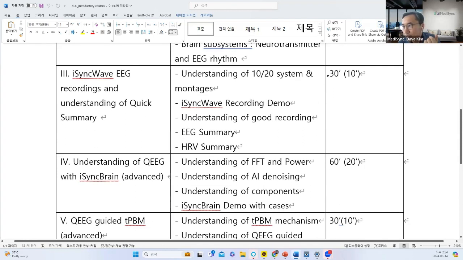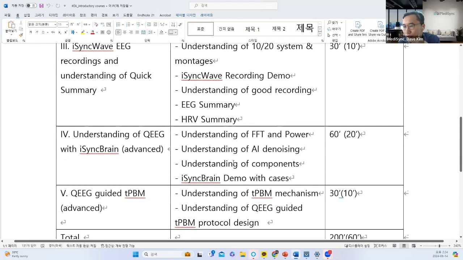And then it will take another 30 minutes, and then I will give you the QEEG understanding with the iSyncBrain. We can understand FFT and power, and we can also understand the AI denoising and component. And using the interesting cases, we can understand iSyncBrain QEEG analysis in detail. I will use the MCI mild cognitive impairment case and depression case. And if you have time, I will give you the sleep disorder cases. It will take an hour.